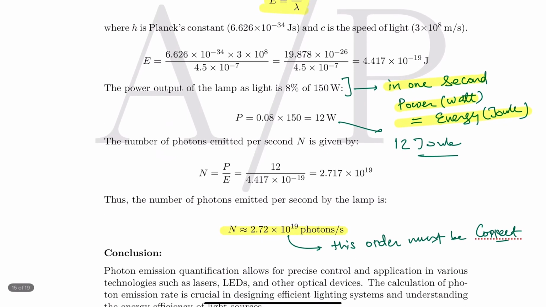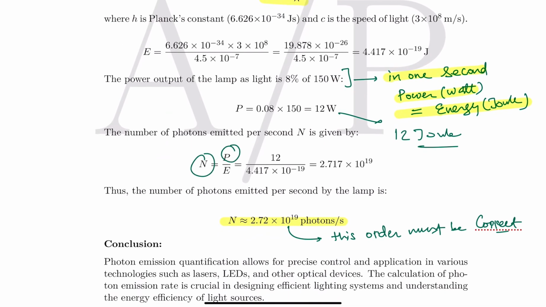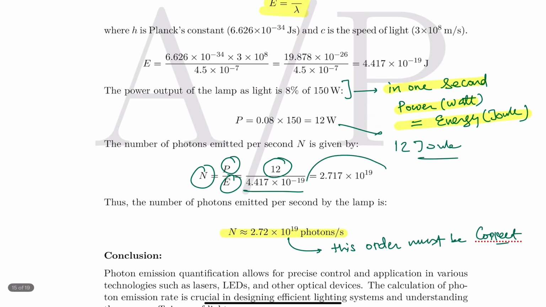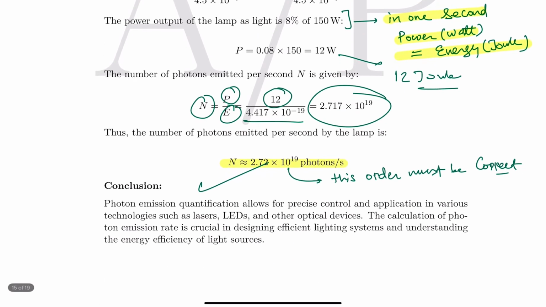Okay, so the total number is the total power in 1 second divided by the energy required. So the energy required in 1 second is 12 joule, and this is divided by the energy of one particular single photon. When you divide, you get the number, which is huge, 2.717 times 10 to the power 19. So this many photons in 1 second would be emitted.